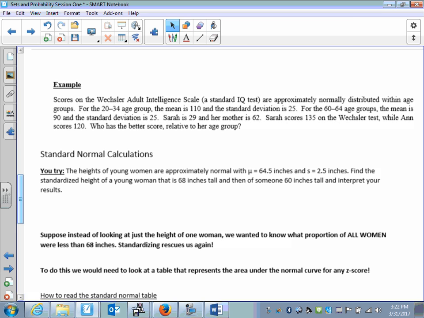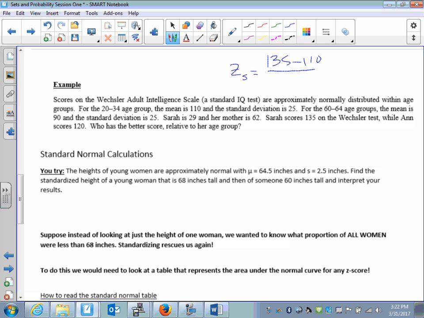Okay, now Sarah's score is 135, so her z-score is 135 minus 110 over 25. Now 135 minus 110 is 25. 25 over 25 is 1. So Sarah is 1 standard deviation above the mean.